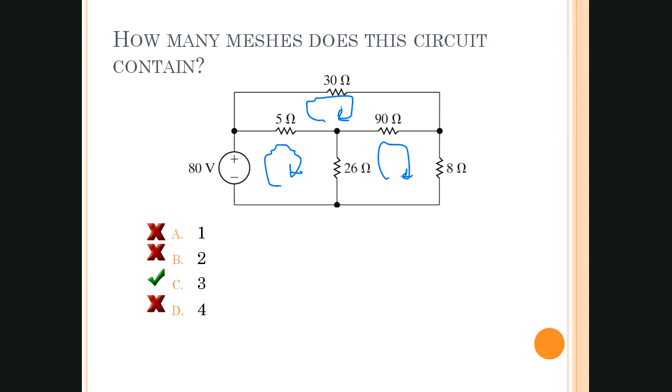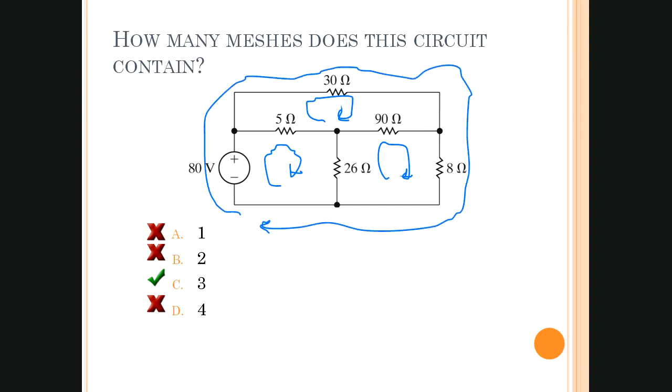Now also know that you could also write an equation around the outside, right? Through this voltage source, this 30 ohm resistor, this 8 ohm resistor, all the way back to the source. That's good, but again, that contains a bunch of mini loops. So this one right here, I'll put it in a different color. Should have written it in red. And I just put like a little X here. We don't want this one, right?